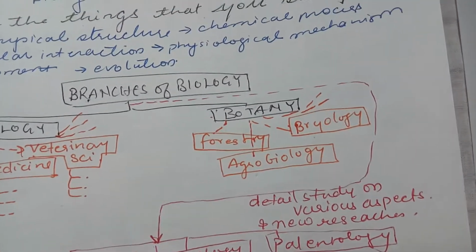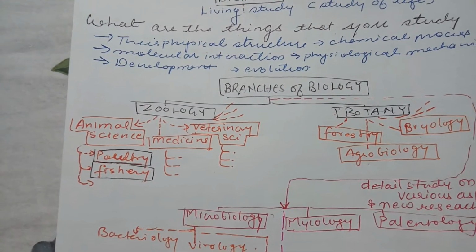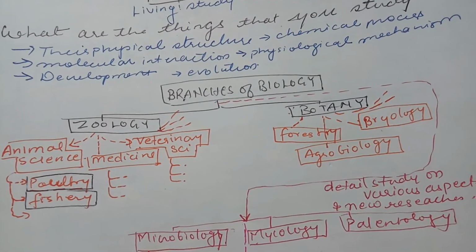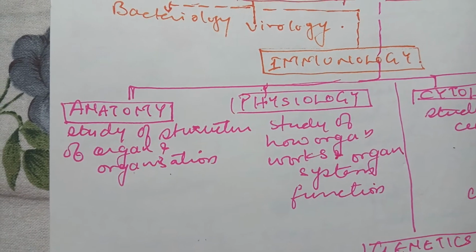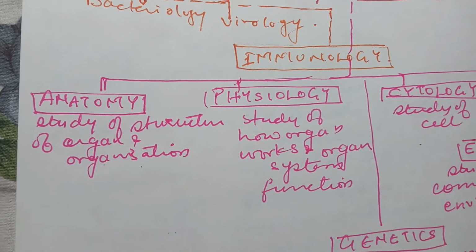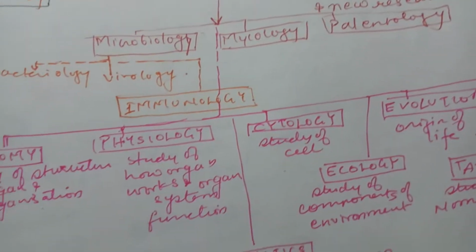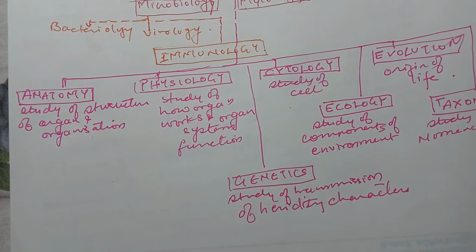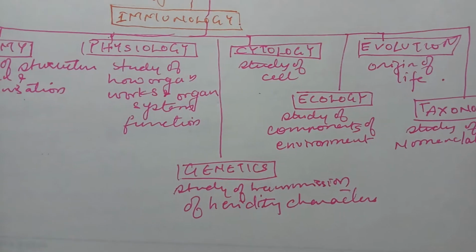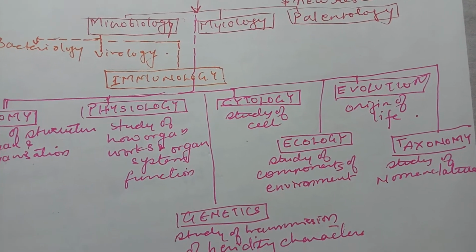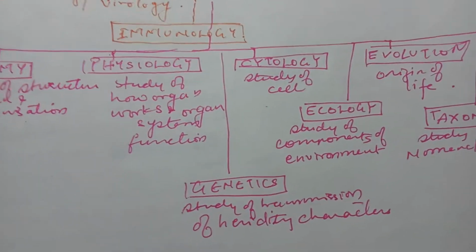Okay, then there is a lot of detailed study that has been done on the different aspects of plants and animals. So different branches have arisen from that, and they are anatomy, where we study the structure of organs and organization; morphology; physiology, where we study how the organs work and how the organ systems function. Then cytology: what type of cell is a plant cell, what type of cell is an animal cell. Ecology, its environmental aspects, that is how the interaction of various animals and plants takes place among themselves, with other species and with other components of the ecosystem.